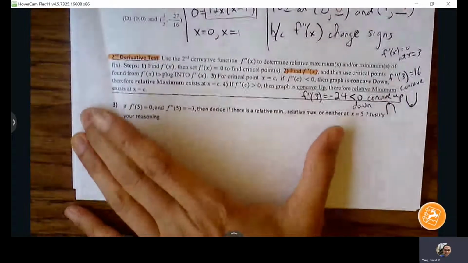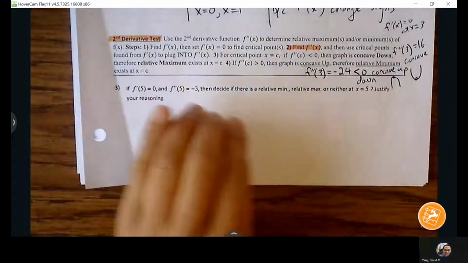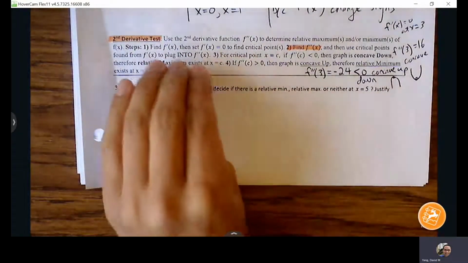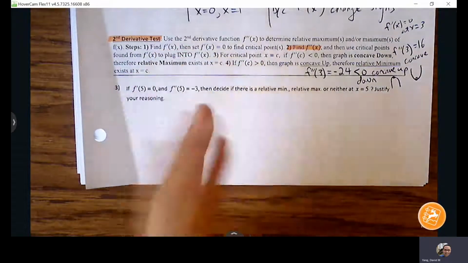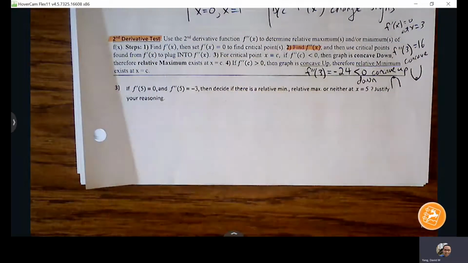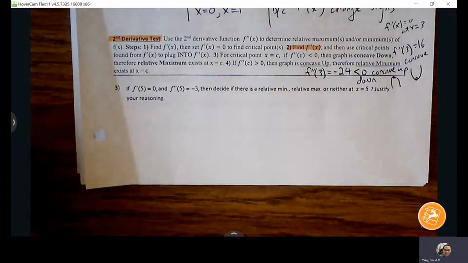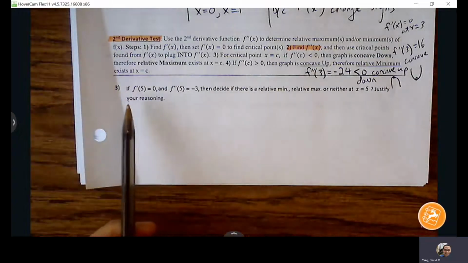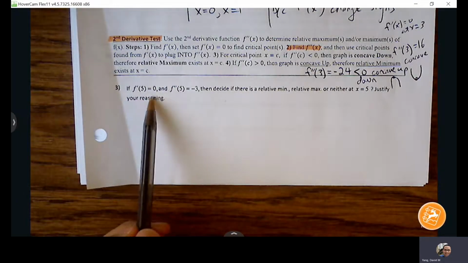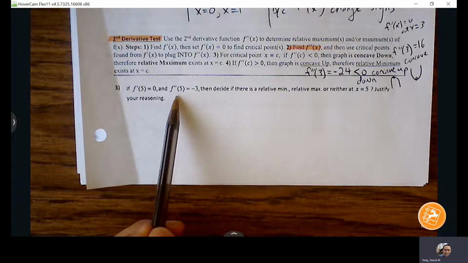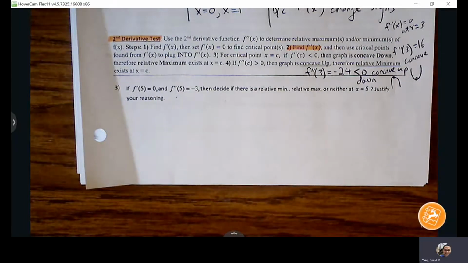But sometimes the AP exam multiple choice section would present a problem where you have to go through the second derivative test, because there's not enough information to create a slope sign line. Let me show you what that looks like. It says if f prime of 5 is equal to 0 and f double prime is equal to negative 3, then decide if there's a relative min, a relative max, or neither at x equals 5.